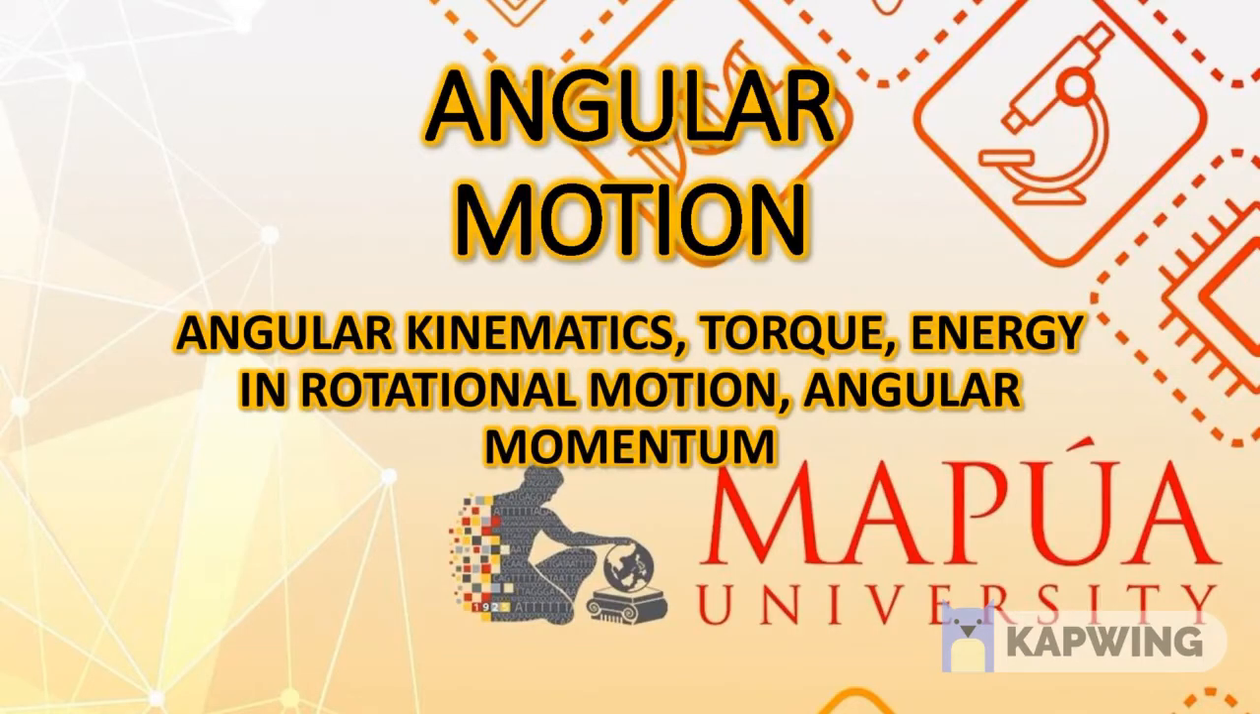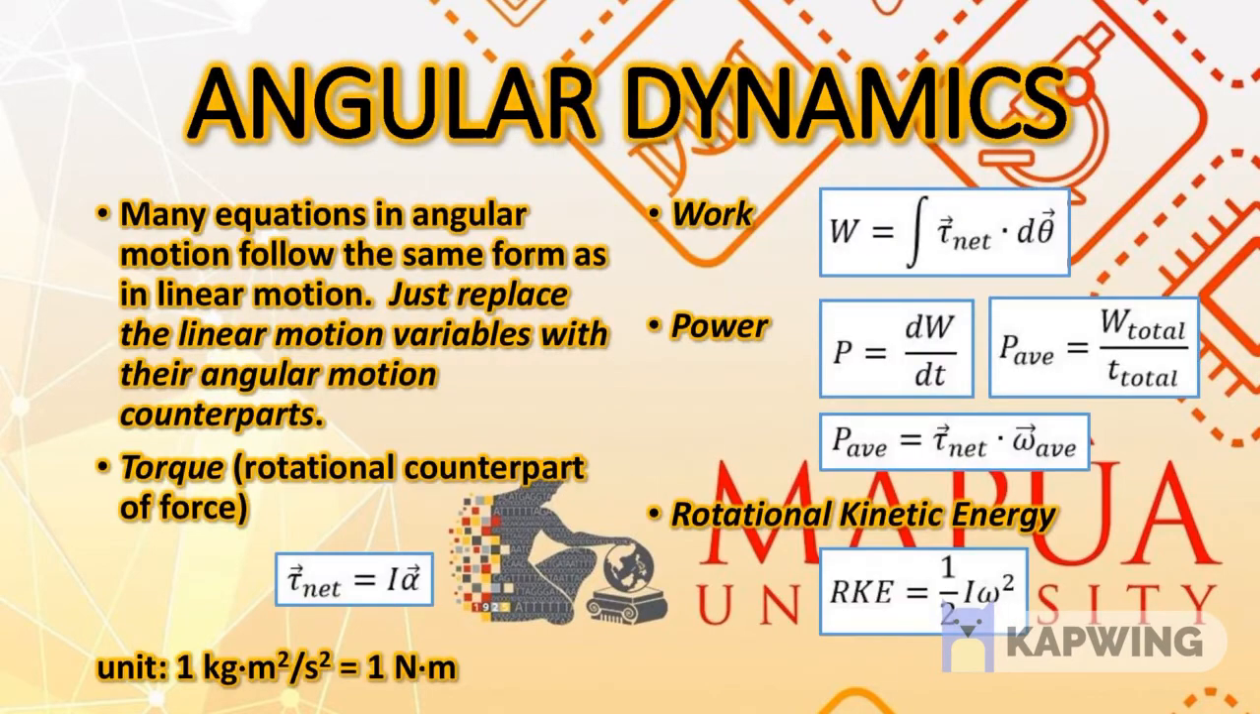So let's move on to angular motion dynamics, which covers torque, energy in rotational motion, and angular momentum. As we have seen in angular motion kinematics, many equations in angular motion follow the same form as in the linear motion equations. All you need to do is just replace the linear motion variables with their angular motion counterparts, and you have your equation for angular motion.